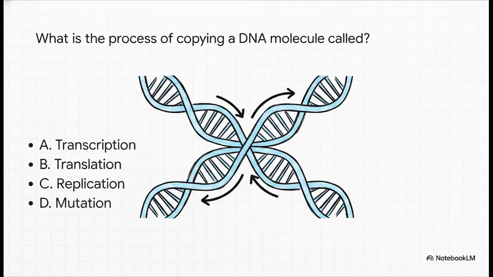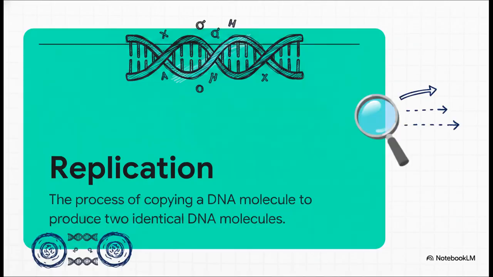In the world of genetics, what do we call the process of copying a DNA molecule to make two identical new ones? Your choices are A, transcription, B, translation, C, replication, or D, mutation. And the answer is C, replication.